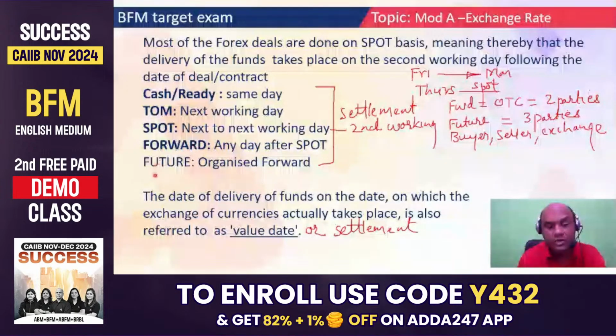Future is organized forward. Kindly understand the difference between forward and future. There's a slight difference. Otherwise, both are the same. Forward is a two-party system. There are only two parties over here: buyer and seller. In future, there are three parties: buyer, seller, and exchange. Somebody in between. Kindly remember this. Future is called an organized forward. Why? Because the exchange sets the rules.